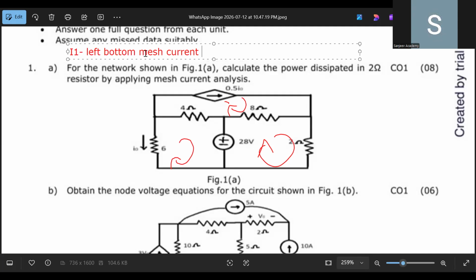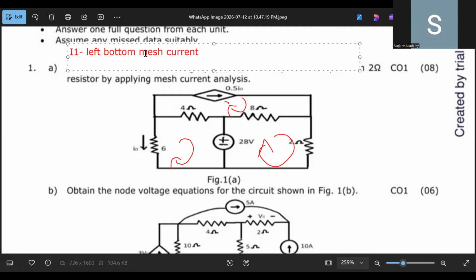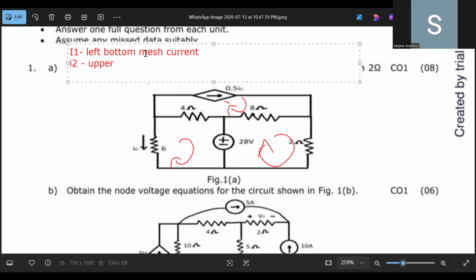So I1 is the left bottom mesh current. I2 is the upper mesh current. I3 is obviously the right bottom mesh current.